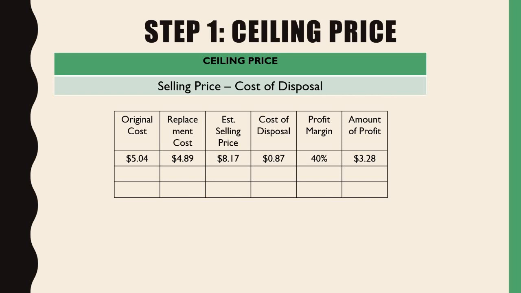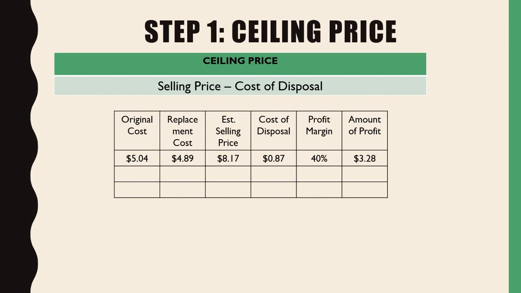So those are the items we're looking at: your original cost, your replacement cost, which is what the market says it is worth right now, and the estimated selling price, which is the amount that you're trying to sell that item for. The cost of disposal, if you need to get rid of that item, is how much it's going to cost you per item. These are all per item. And then the amount of profit you're trying to get from making the sale of that item, okay?